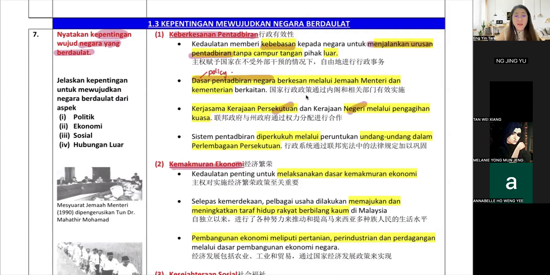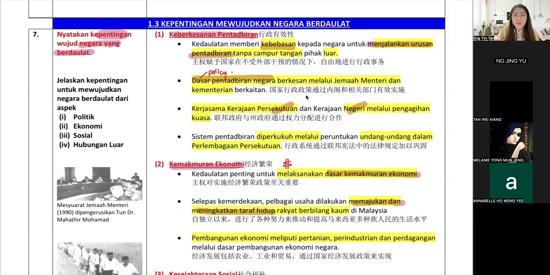Our economy is getting better. Because right now we have the power, we own the economy. Not like last time. Last time the British controlled our economy. So right now you can see, kedaulatan is very important for us to do our own policy to develop the economy. Right? Selepas kemerdekaan, our government put a lot of effort to memajukan dan meningkatkan taraf hidup rakyat negara kita. So for example, we do development in pertanian, perindustrian, and perdagangan through the dasar pembangunan ekonomi. Everybody, you good with this one?